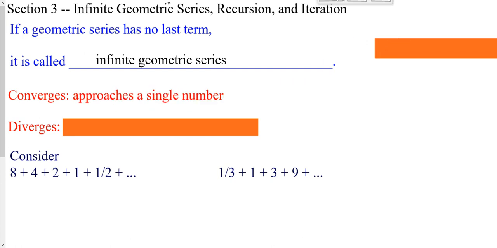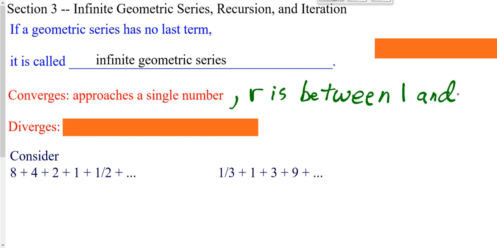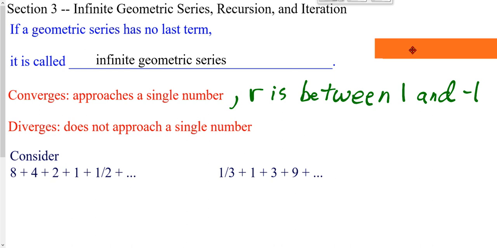And they approach a single number if and only if r is between 1 and -1. And then if r is not between 1 and -1, well, then the geometric series would diverge, meaning if you would add them together, you would not approach one single number. So consider down below, we want to know if these converge or diverge.